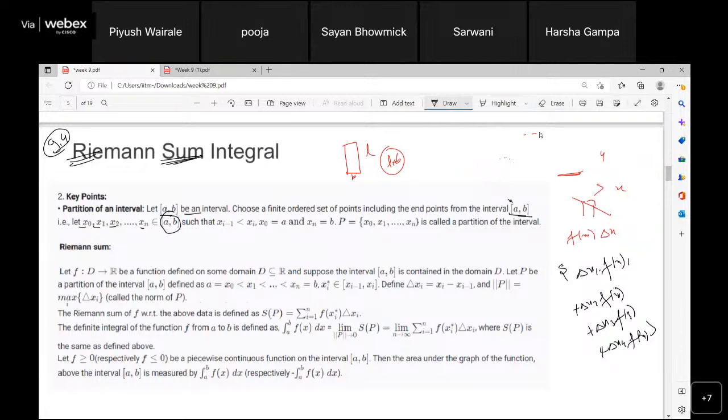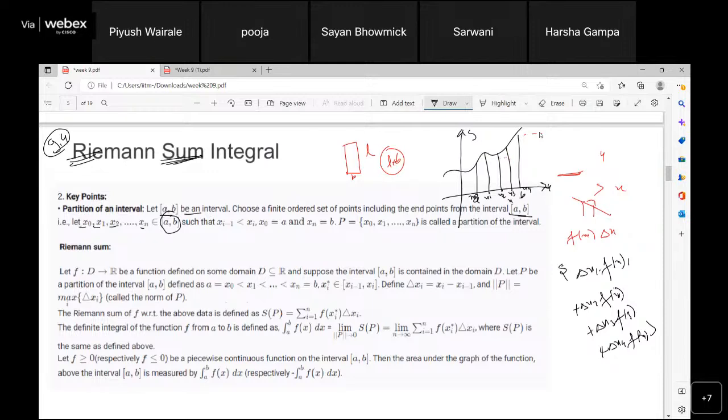Now we'll come to that. This is my x, this is my y. So this is my curve, this is a, this is b. Now I am dividing this into 4 intervals such that a will be x0, then x1, x2, x3 and x4, right?